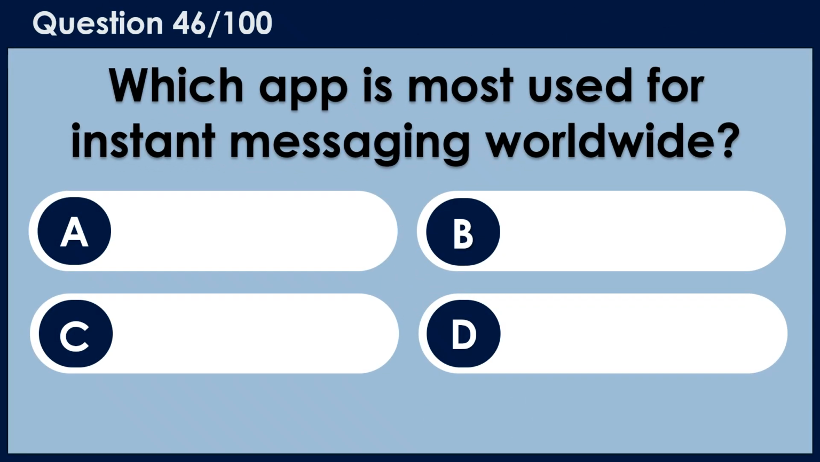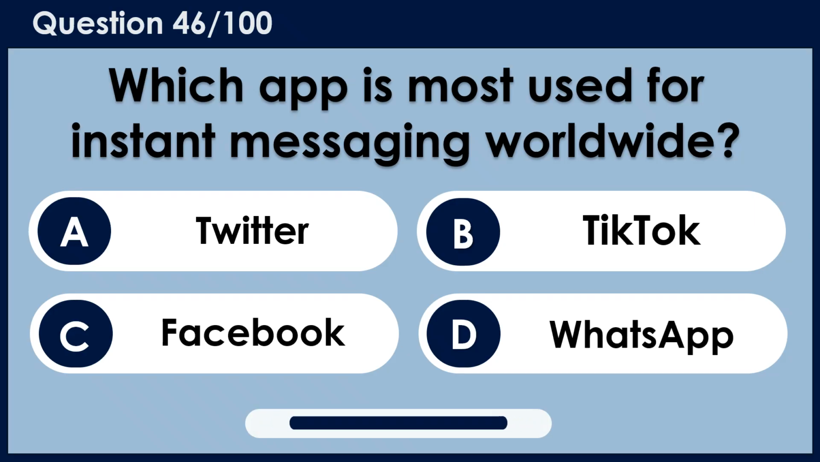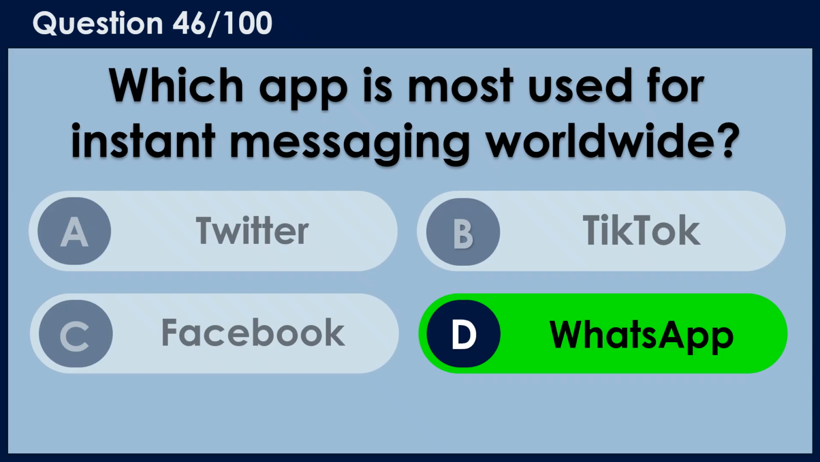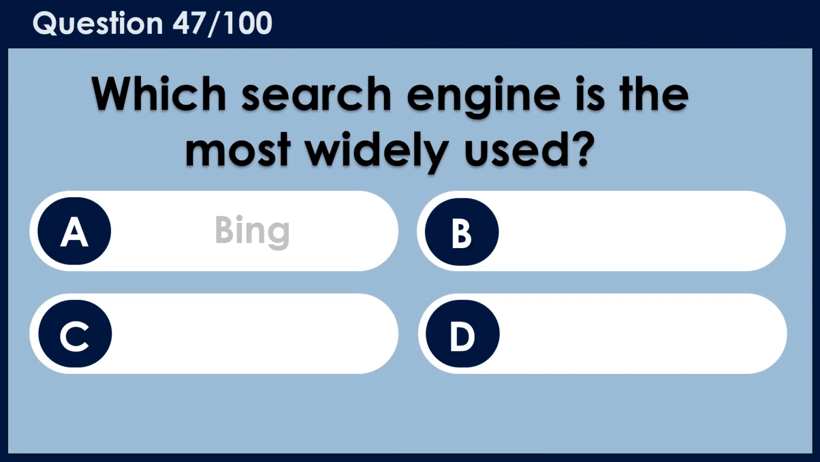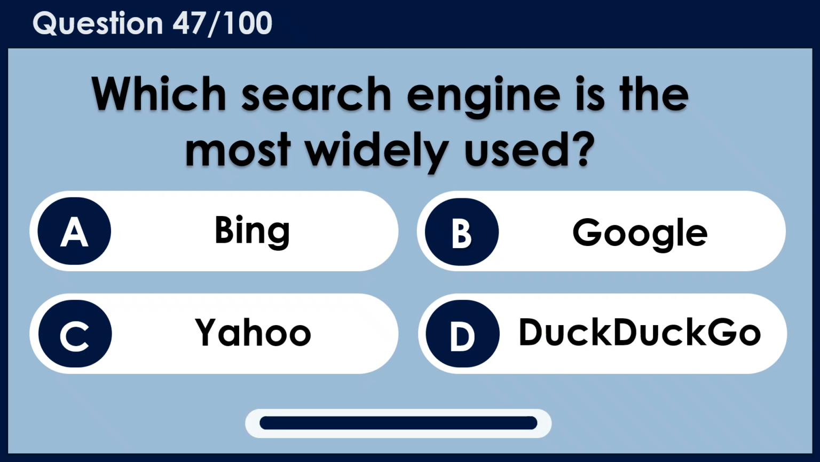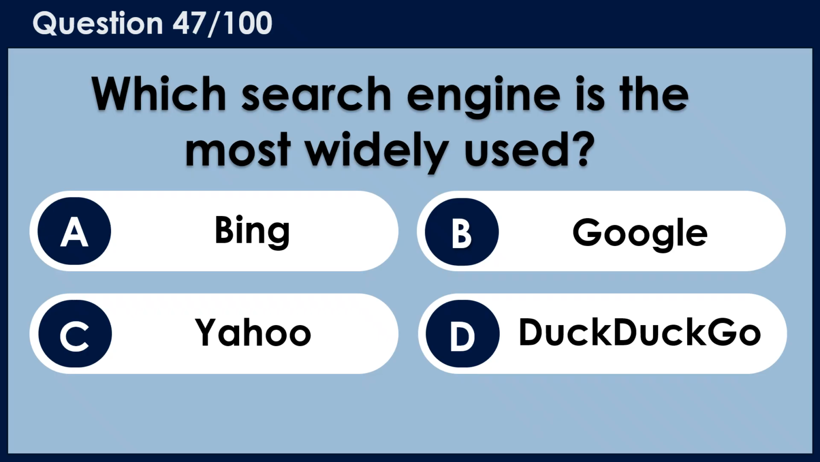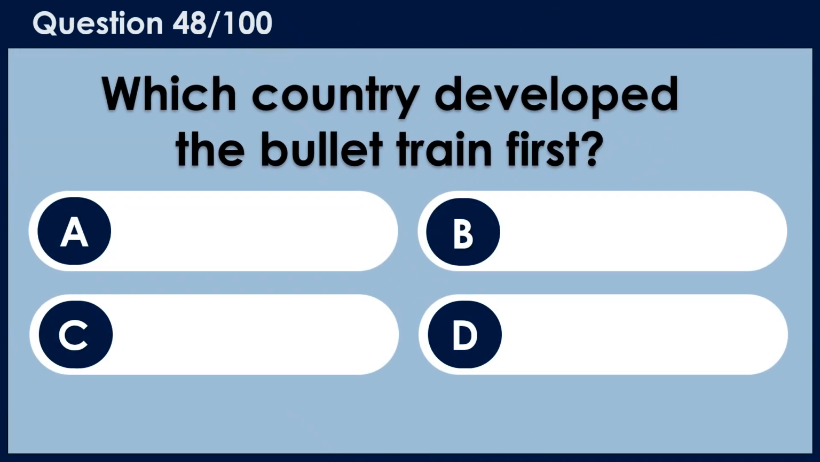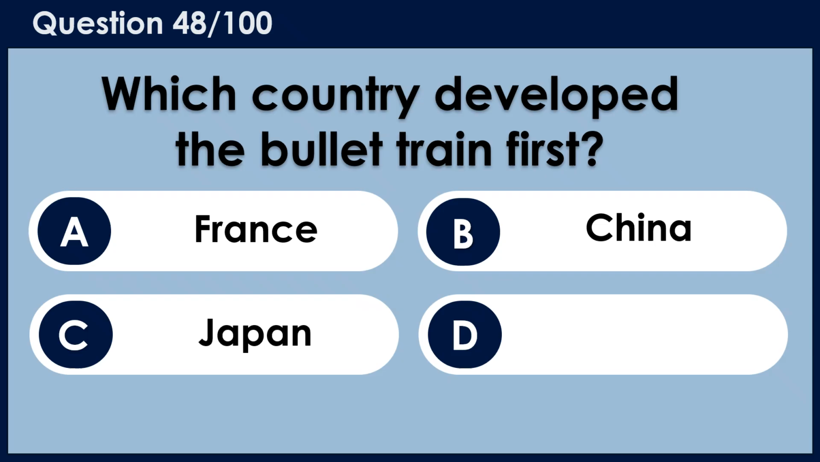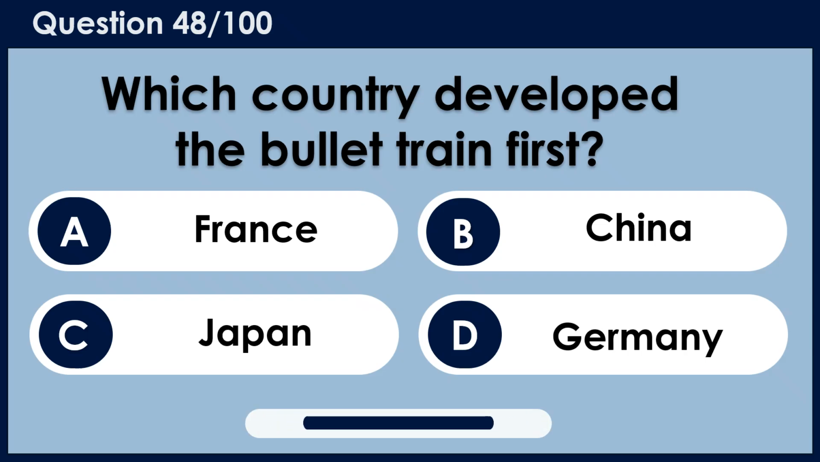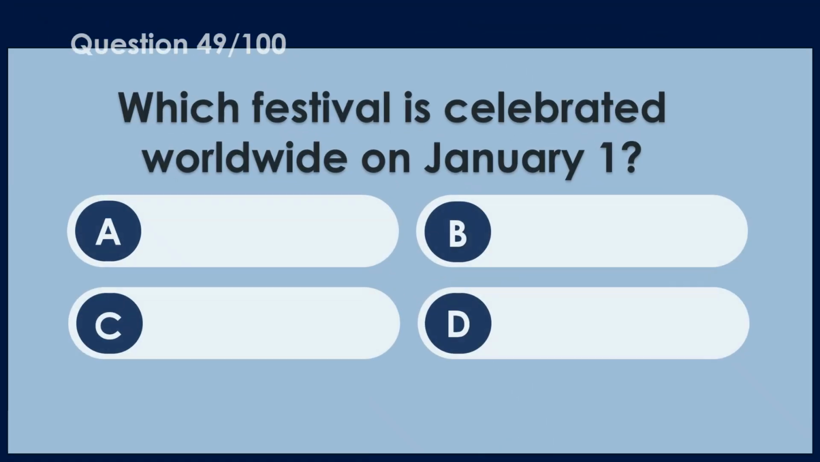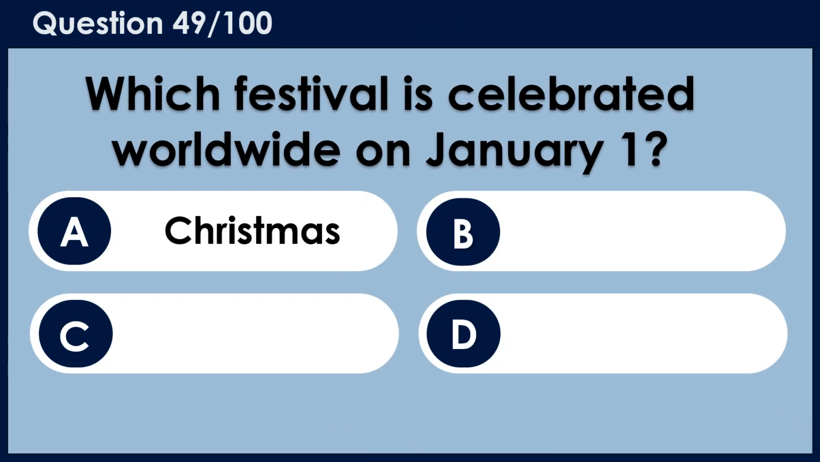Google. Which app is most used for instant messaging worldwide? WhatsApp. Which search engine is the most widely used? Google. Which country developed the bullet train first? Japan. Which festival is celebrated worldwide on January 1st?